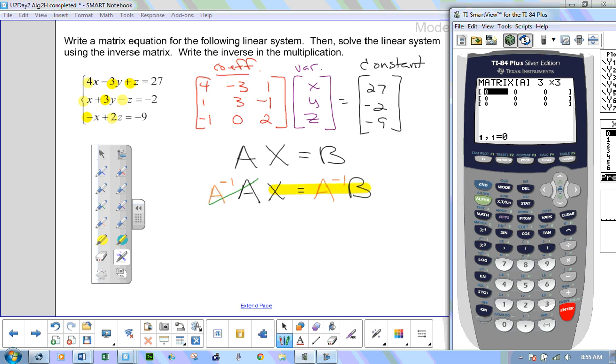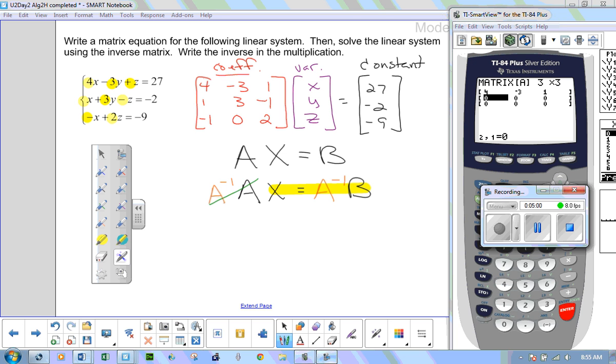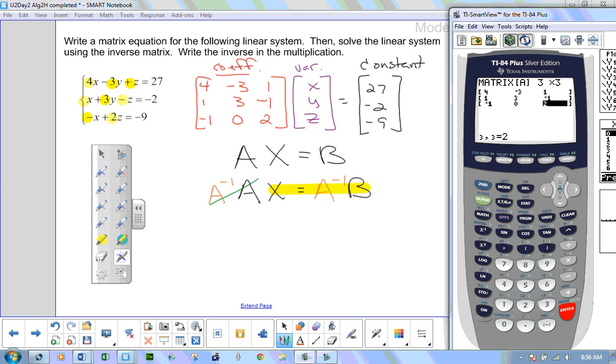And then I will enter the entries accordingly by saying 4, enter, -3, enter, 1, enter. Okay, just a little video magic there to get it all entered quickly where I paused it. And then I'm going to need to enter the constant matrix in matrix B, I'll say.